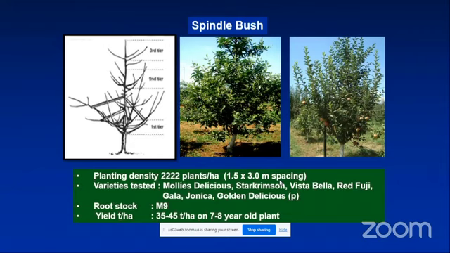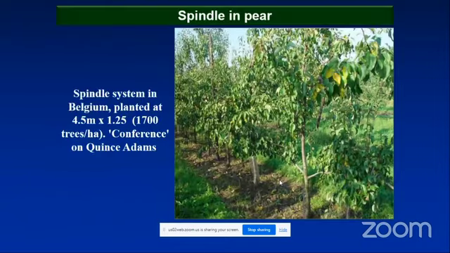The most appropriate varieties are Mollis Delicious, Star Crimson, Vista Bella, Red Fuji, Gala, Jonica, Golden Delicious, then rootstock M9, and yield up to 35 to 45 tons per hectare after 6 to 7 years of planting.